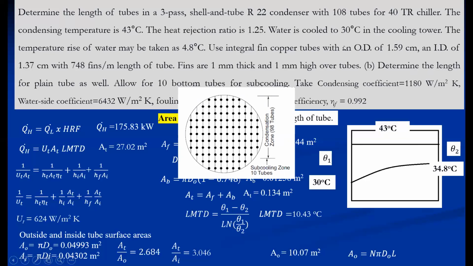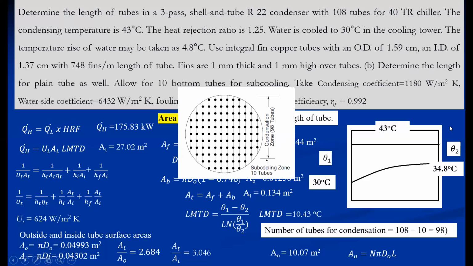So the total is 108 tubes, because 10 tubes are spared for subcooling. So the number of tubes for condensation, because while calculating this total area or consequently this outside area, we have considered only the condensation process. So 108 minus 10 is 98. So 98 is the number of tubes. Then DO is already given, that is 1.59 centimeter. We convert it into meter. So the only unknown in this equation is length. So length comes around 2.06.